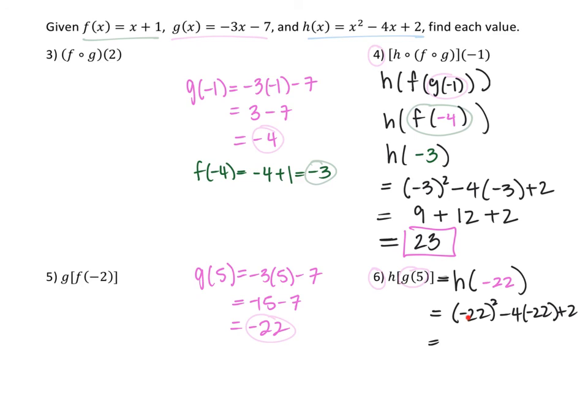So if I take negative 22 and square it, let's see, what's negative 22 times negative 22? I think it's 484. And then negative 4 times negative 22 gives me positive 88. And then I'm going to bring down the 2. So if I add this all together, 484 plus 88 plus 2, that's going to give me 574. And then this here would be my final answer because I finally get down to a number.